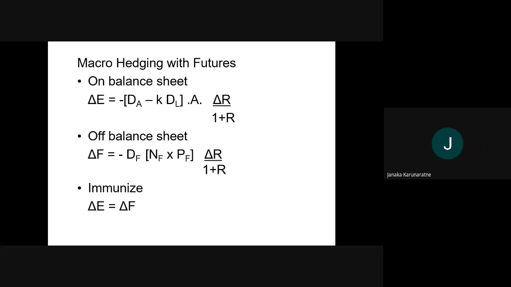So exact immunization means that if you can fully hedge, delta E should equal delta F. This may not be possible. So what we try to do is look at delta E, what is the loss, and then look at delta F so that the loss can be minimized. That is called macro hedging using interest rate futures contracts.